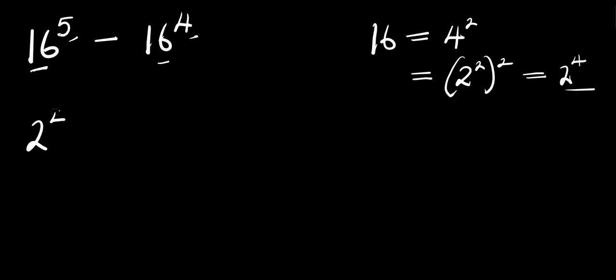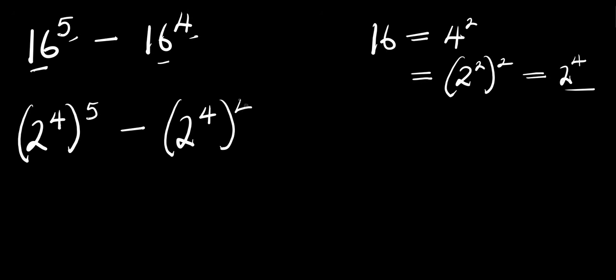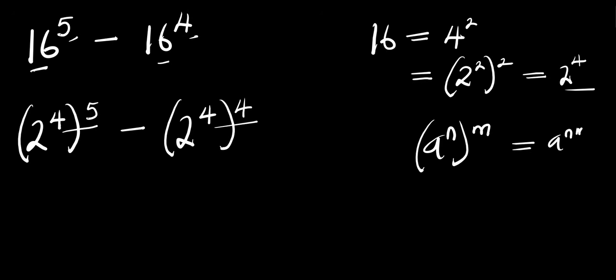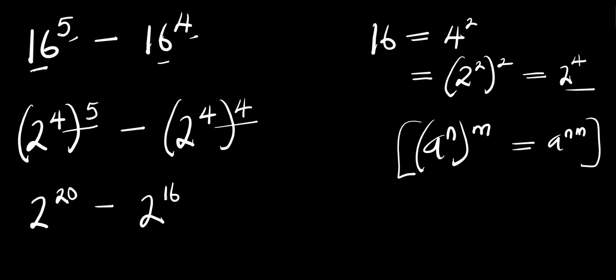I have 2 power 4 raised to the power of 5 minus 2 power 4 again raised to the power of 4. Now we multiply the exponents. Remember the identity, a power m raised to the power of n equals a power m times n. So we have 2 power 4 times 5, that is 20, minus 2 power 4 times 4, that is 16.